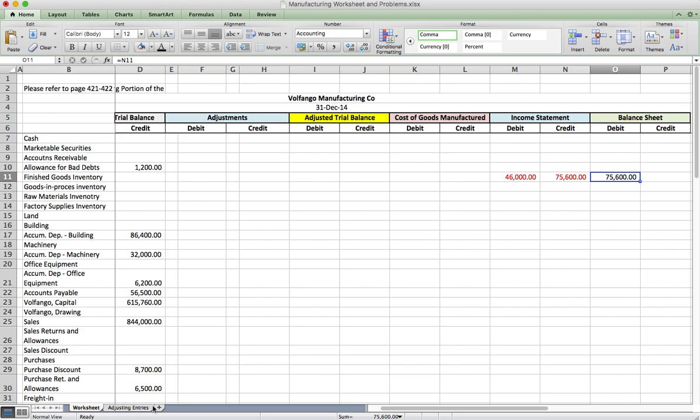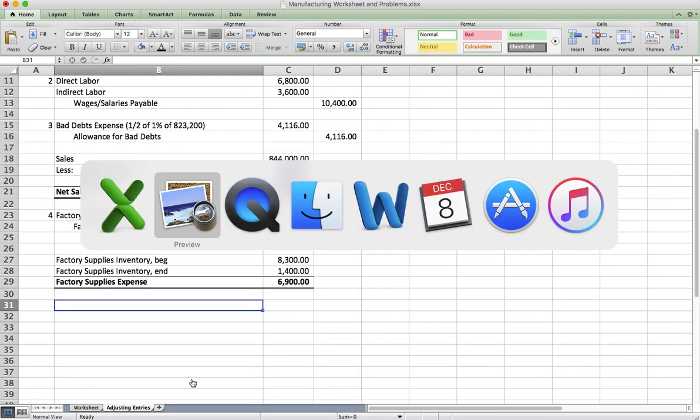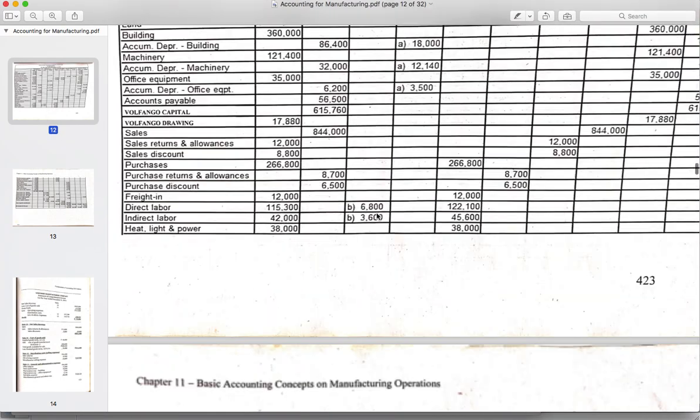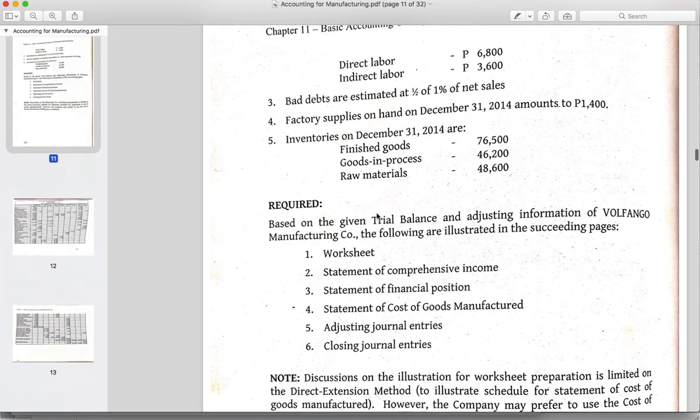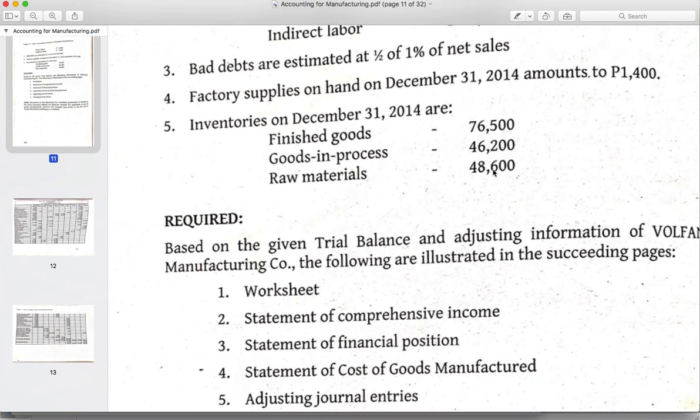Paano yung dalawa? Yung raw materials and goods in process end. Gagawa na lang tayo ng adjusting entry for cost of goods manufactured.